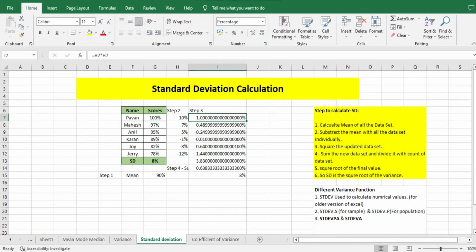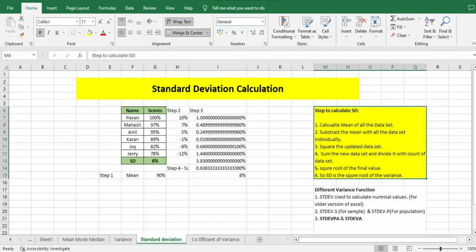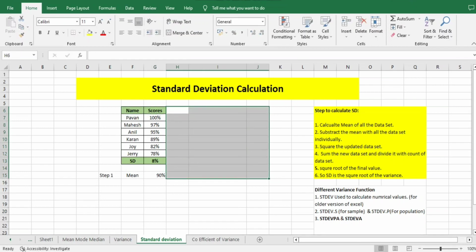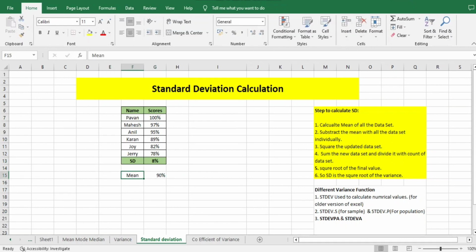So I already had made my solutions here. I will go step by step so that it will be easy to understand. So let's start this off. I'm removing all the steps here. So first we will see how to calculate a standard deviation with the help of Excel function.